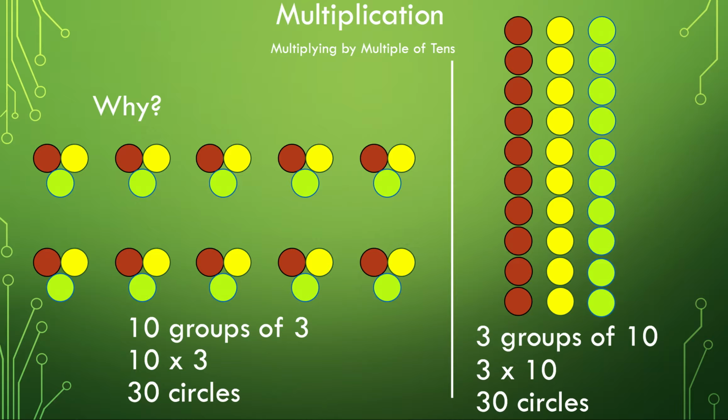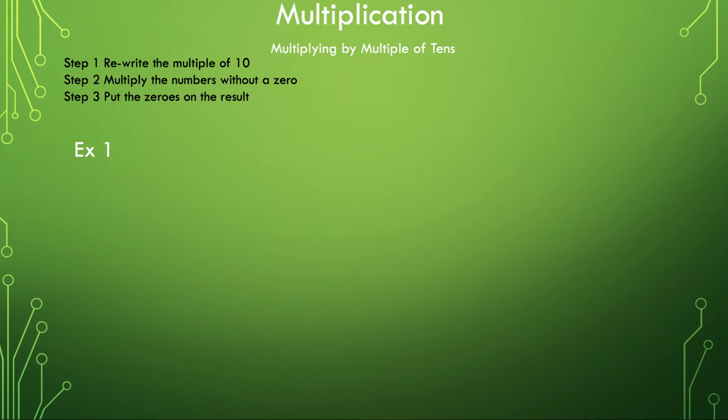In the method you're about to see, all we're really doing is rearranging the numbers so that we can do an easier path to get to the same result. If you follow these steps for these examples, you'll be golden. Step 1, rewrite the multiple of 10. Step 2, multiply the numbers without a 0. And step 3, put the zeros on the result. So let's go forth and look at these examples.